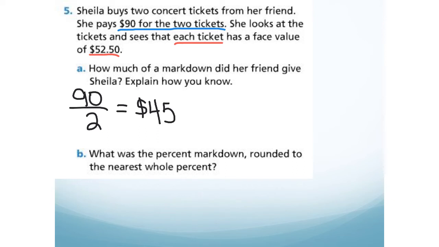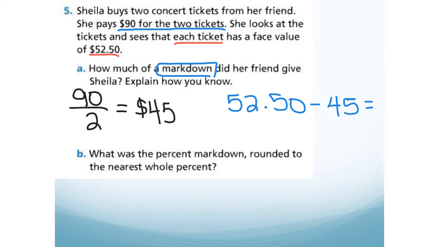But we're trying to find the markdown. So I want to know how much she decreased the price of the ticket. In order to find that, we will take the original price of the ticket and subtract the $45 sale price. When we do that, we find that there was a markdown of $7.50. Sheila got a little bit of a deal on this.